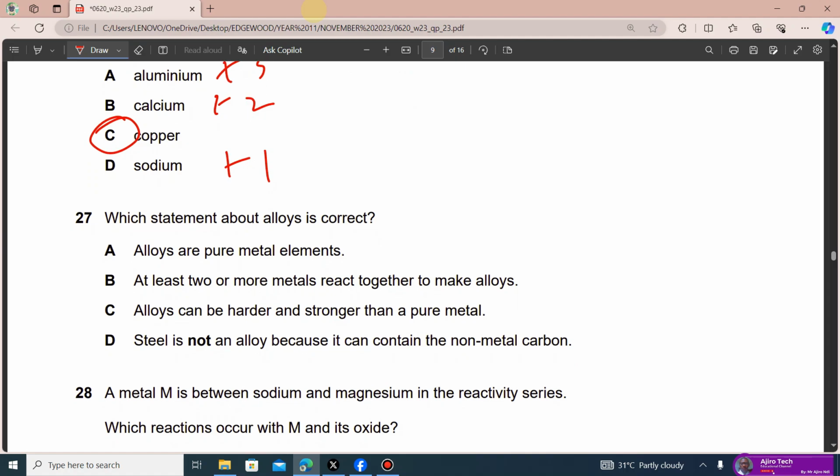Which statement about alloys is correct? Alloys are pure metal elements. No. At least 2 or more metals react together to form alloys. Not in all cases. Alloy can be other. True. Steel is not an alloy. Of course, steel is an alloy. So C is the answer to that.